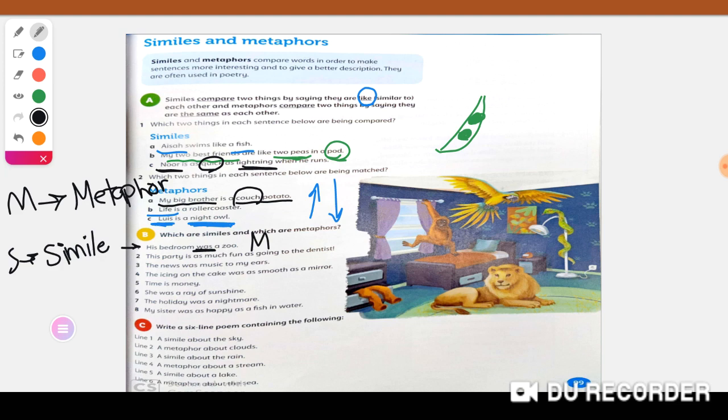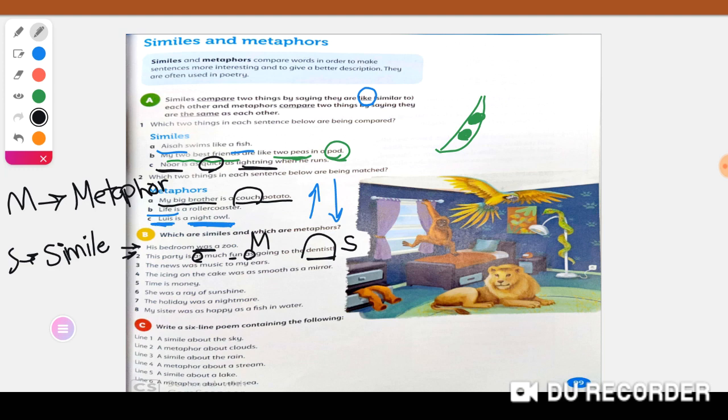Okay, number 2. This party is as much fun as going to the dentist. Do you think it's exciting or interesting or boring? What do you think of going to the dentist? Here I used as, so this is of course a simile. But do you think the party is fun or no? Of course it's not, because for me at least, going to the dentist for most of us is not something that we really enjoy.